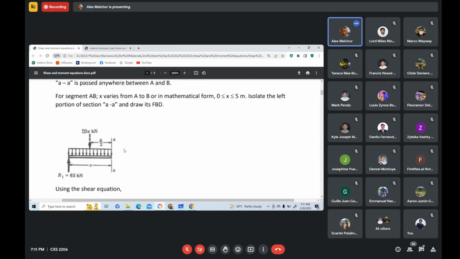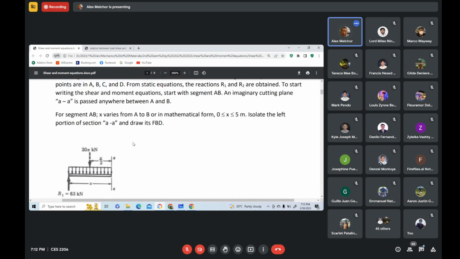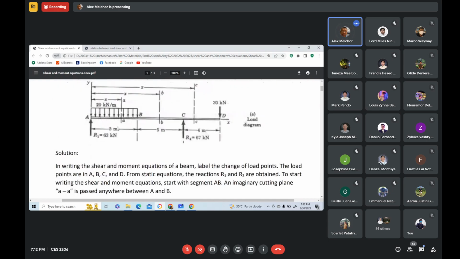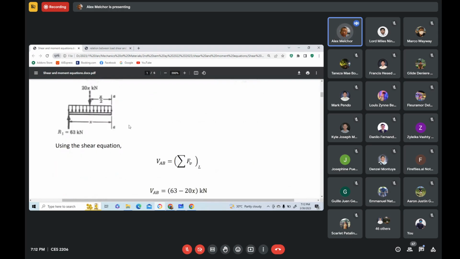This one. You can see this left portion when you cover this right portion. And in segment AB, by the way, our X ranges from 0 to 5 meters. So this is now the shear equation for segment AB.